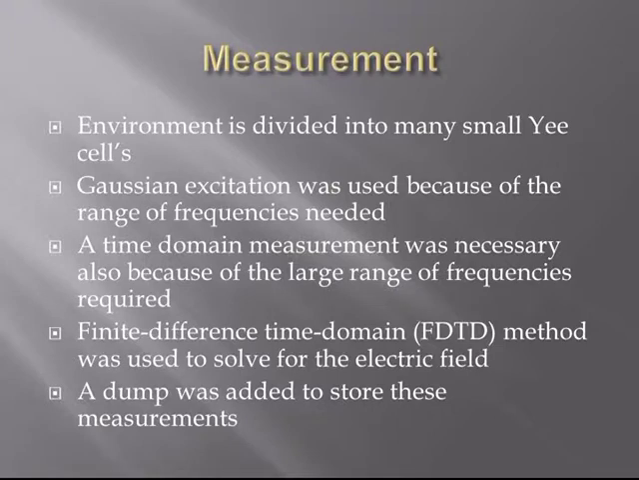In order to actually measure the results, the environment was divided into many small Yee cells. Gaussian excitation was used because of the range of frequencies needed, as well as a time domain measurement because of the large range of frequencies required. CSXCAD creates a physical region over which the simulation is performed. This is the computational domain for FDTD, in which the antenna is our source. The FDTD uses finite difference equations to solve for the electric field, and a dump was added to store the measurements.